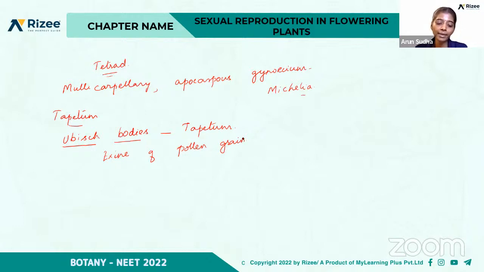Sporopollenin is found in exine, intine, cytoplasm and nucleus. Yes, A is the right answer. Sporopollenin is found in exine.